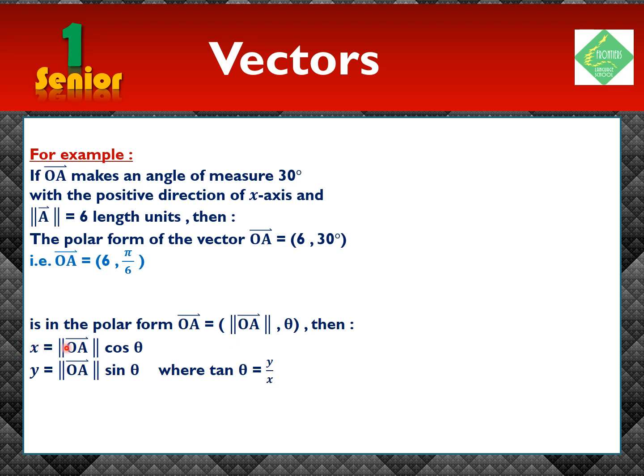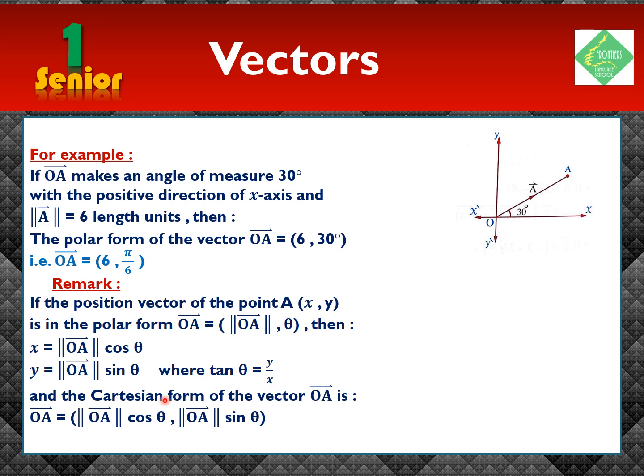To calculate x, x equals the norm of OA times cosine theta, which is the angle, and y equals the norm of OA times sine theta. And you can get tan theta, to calculate the angle, by y over x, the coordinates of the point. So the Cartesian form, we took the polar form, which is the norm and theta. طب what about Cartesian form? Another point, its x coordinate is the norm multiplying cosine, and its y coordinate is the norm multiplying sine.